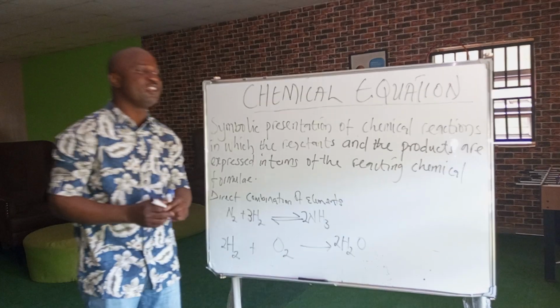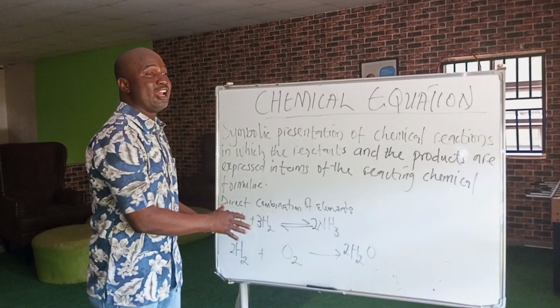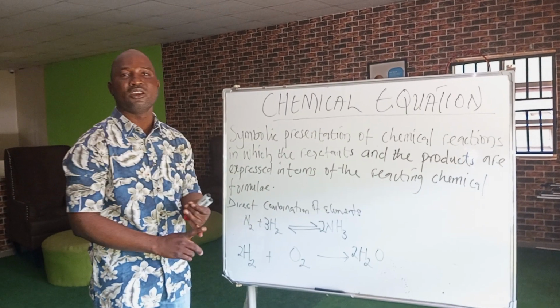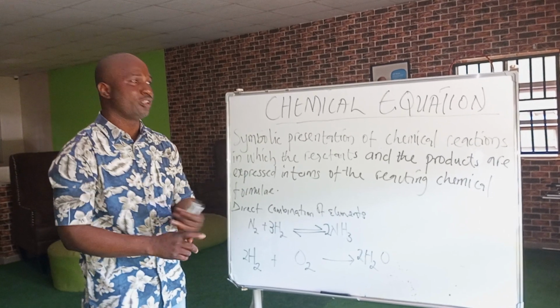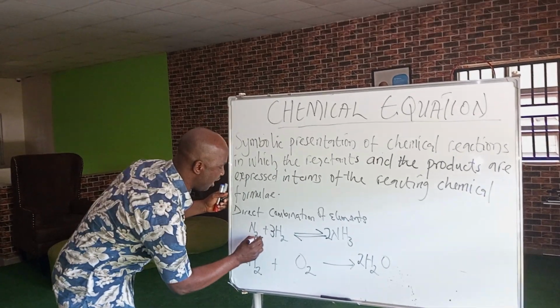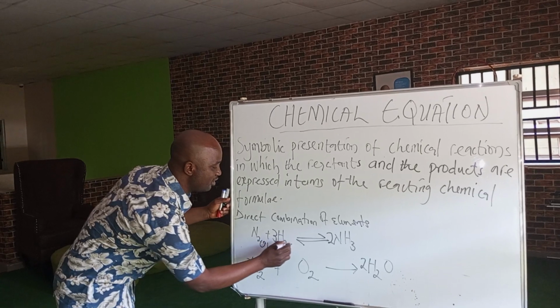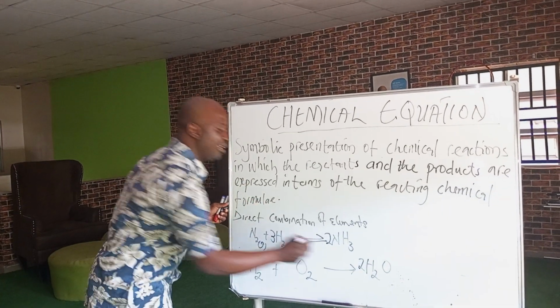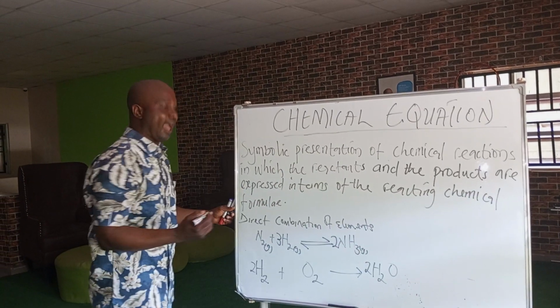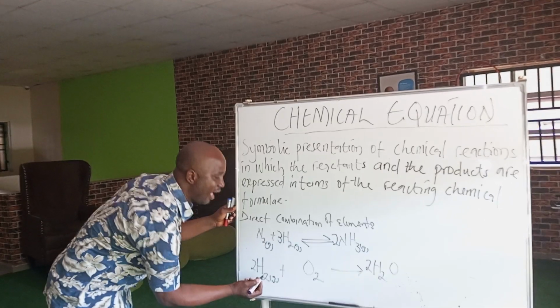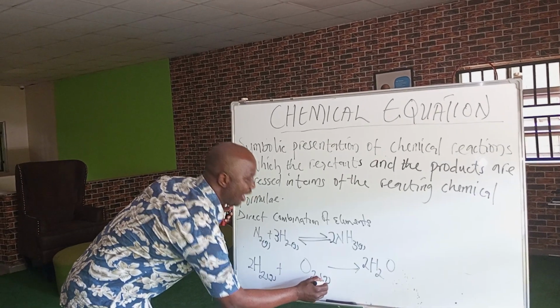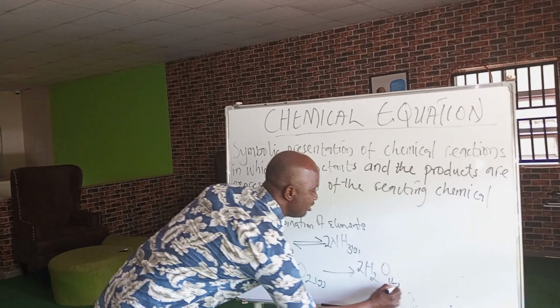There is so much information you can get from a chemical equation, like the physical states of the reactants and products. For instance, if you see a G here, it means it is a gas. The same applies to each of the other G's in the equation. But if you see an L here, it means it is a liquid.